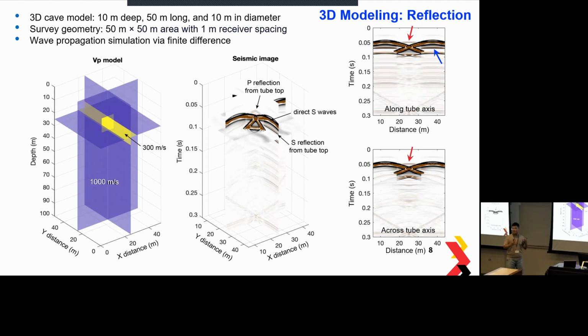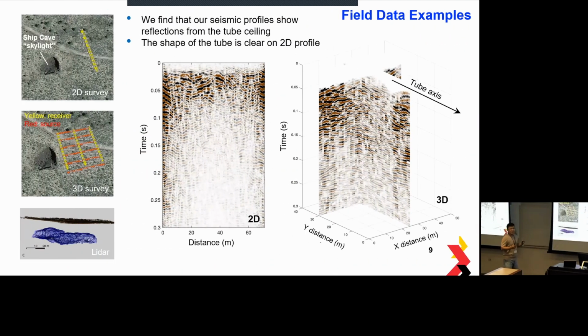So to test the applicability of our approach to actual field data, GEOS went to Lava Beds National Monument two months ago, in May 2024, and conducted both 2D and 3D seismic experiments near the Shape Cave. This is the 2D geometry, and we have a 3D geometry, and we're trying to compare with the LiDAR topography. On both 2D and 3D seismic images, similar to the modeling results, we can identify the reflections from the tube ceiling. In particular, on the 2D profile, the shape of the Shape Cave is clearly observable, shown as the dashed curve.